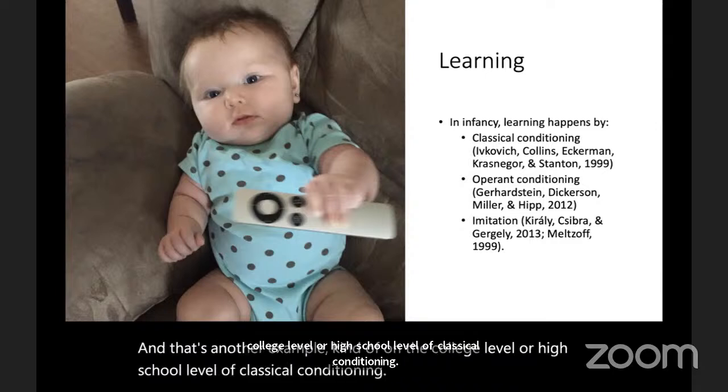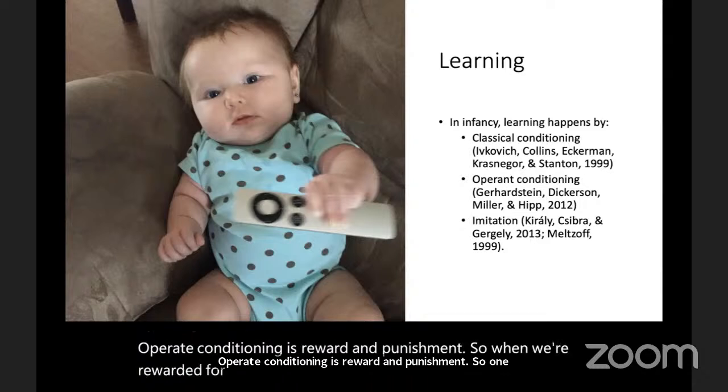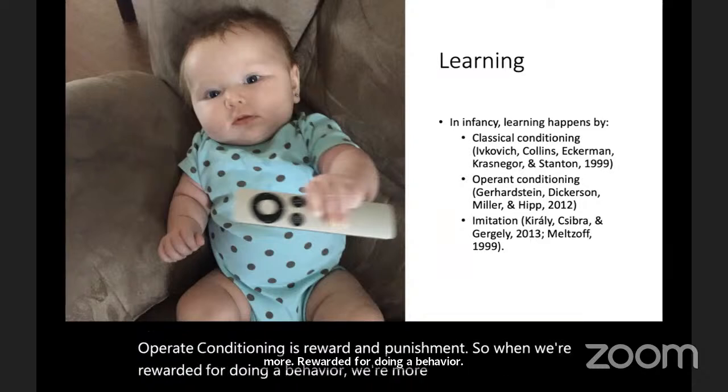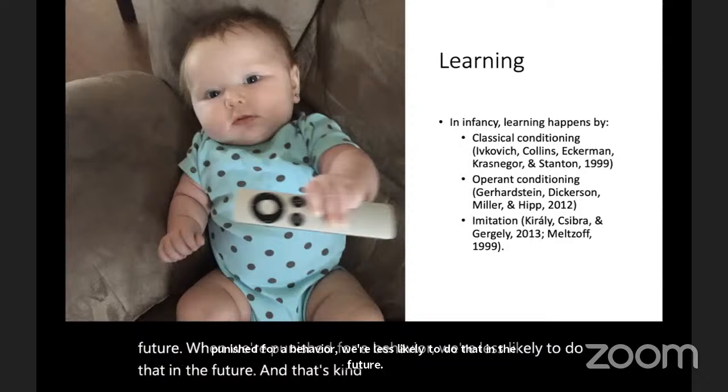Operant conditioning is reward and punishment. So when we're rewarded for doing a behavior, we're more likely to do that in the future. When we're punished for a behavior, we're less likely to do that in the future. And that's kind of easy.